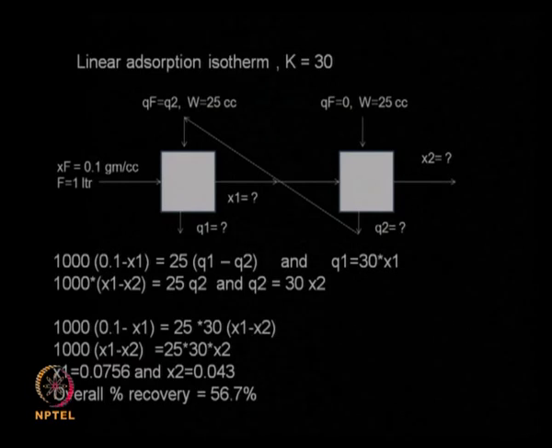Why is that? Because in cross flow we are adding fresh adsorbent at each stage, in counter current the adsorbent is sent from the second stage to the first stage. So only in the second stage are you adding fresh adsorbent. So the efficiency goes down by 10%, but the advantage is that you are using the same adsorbent, whereas in the previous design you are having 25 plus 25, 50 cc of fresh adsorbent.